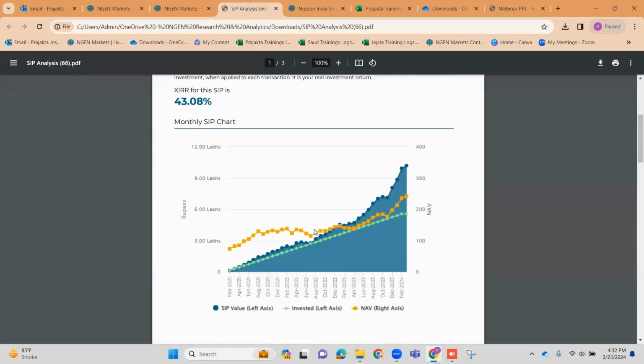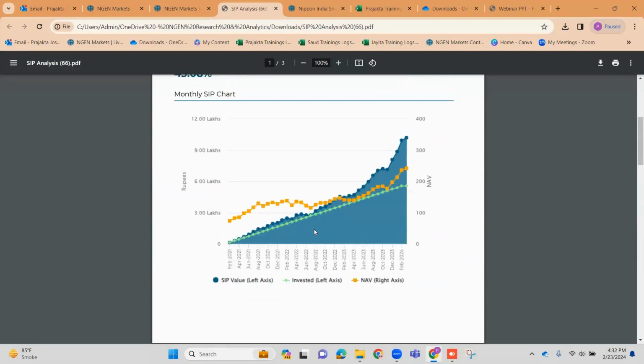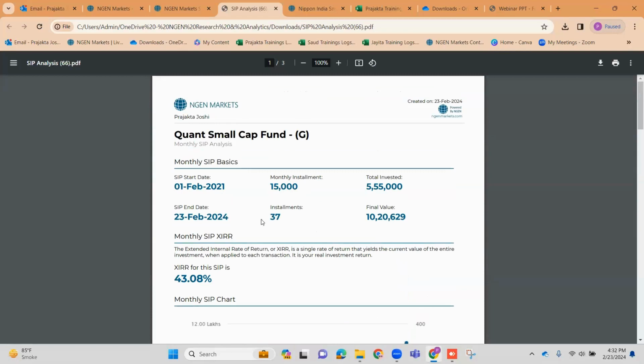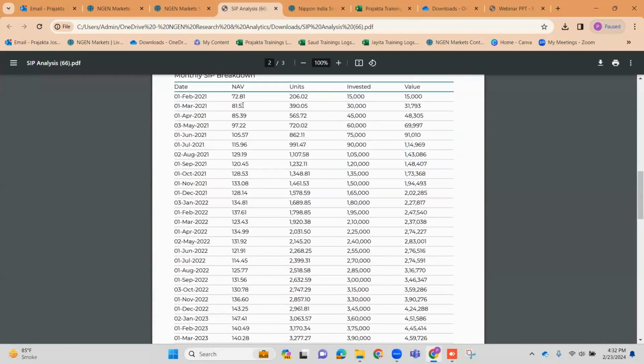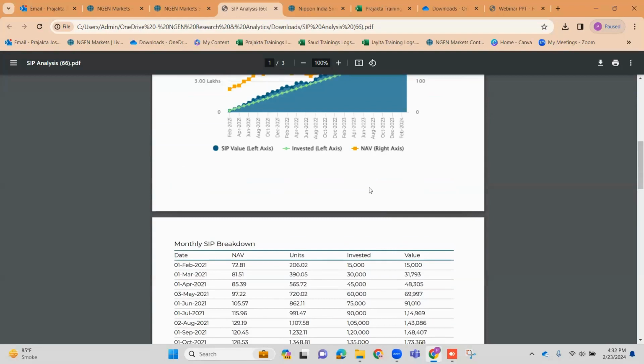This is how the detailed NAV or SIP analysis looks like. So number of installments, total invested amount, final value, and of course, month on month, as the installments keep on coming in, what is the value of your portfolio and how does it change? This is what is given in the SIP tab.